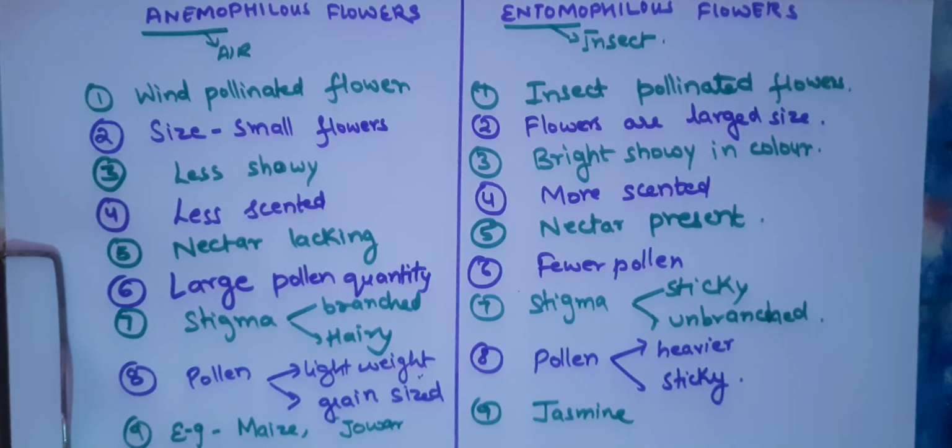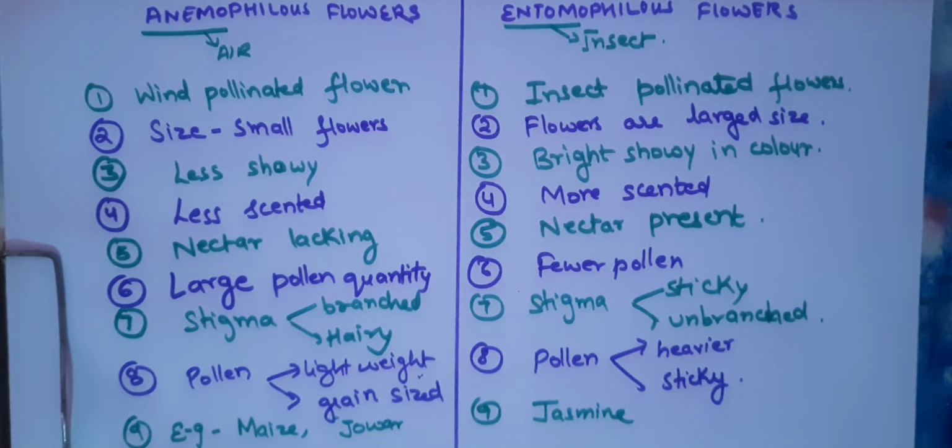The stigma of wind pollinated flowers is branched and hairy, whereas the stigma of insect pollinated flowers is sticky and unbranched. Okay, the second last difference between the two is that the wind pollinated flowers display pollens that are light in weight and grain sized, whereas the insect pollinated flowers have heavy, sticky pollens. Why are they sticky? So that they can stick to the leg of an insect like a bee, and once that bee goes to another flower, the pollen will be transferred from its legs to the sticky stigma of the other flower, for the pollination process.